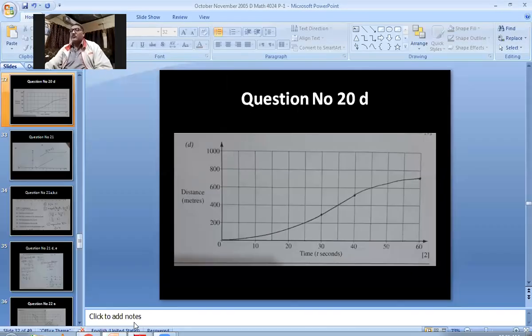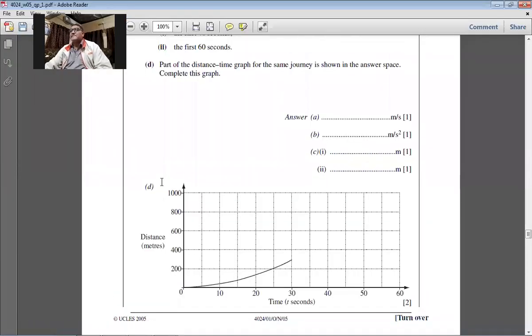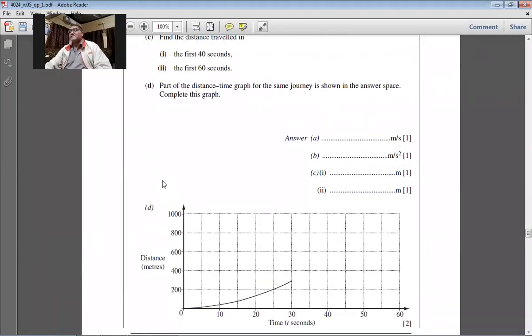So that was question number 20 and its B part and D part. Hopefully you understand.